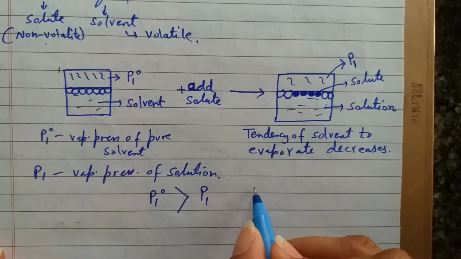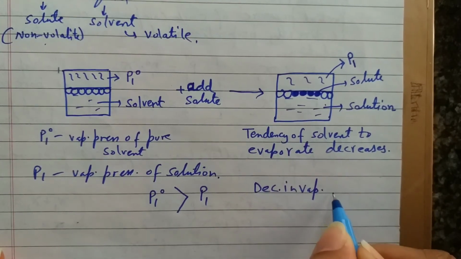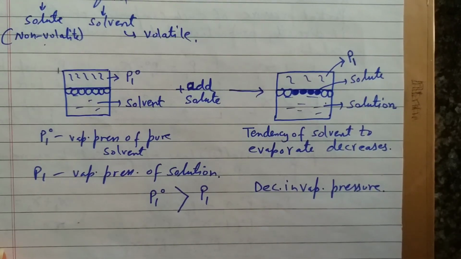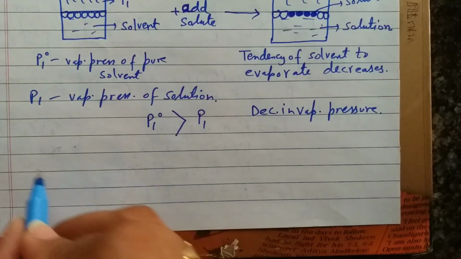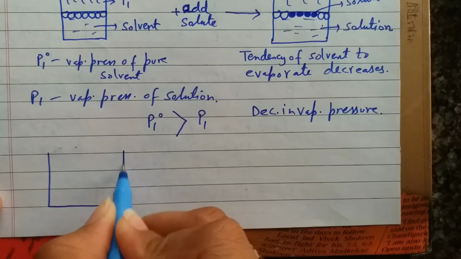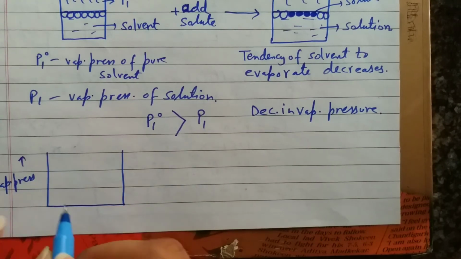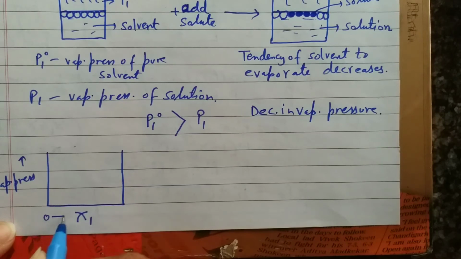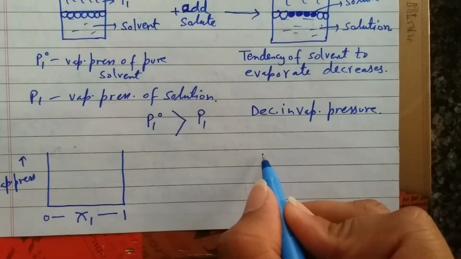So what you see here is a decrease in vapor pressure. So whenever a non-volatile solute is added to a solvent, the vapor pressure of the solution will get decreased. Now here if we plot a curve between the vapor pressure and mole fraction, so let's say this is vapor pressure and this is the mole fraction. This time we can only take the mole fraction of the solvent because only the solvent is volatile, the solute is non-volatile. The solvent was represented as 1.